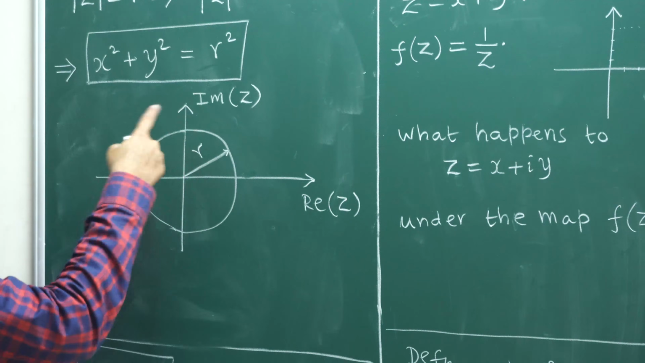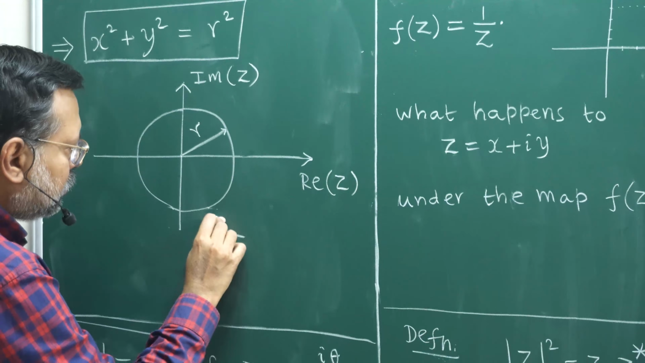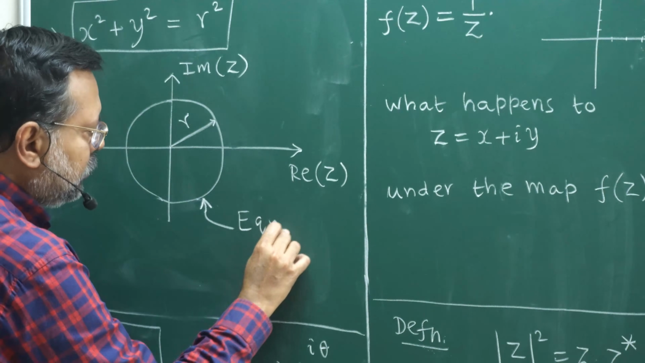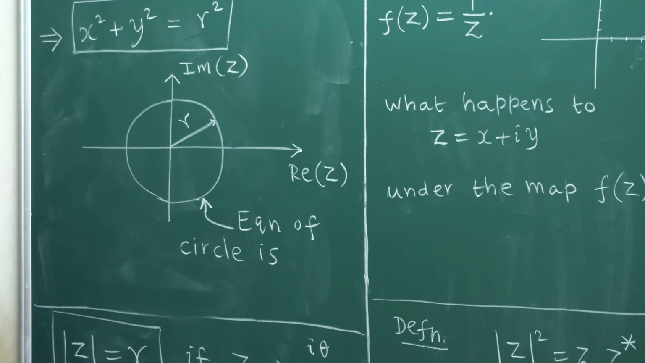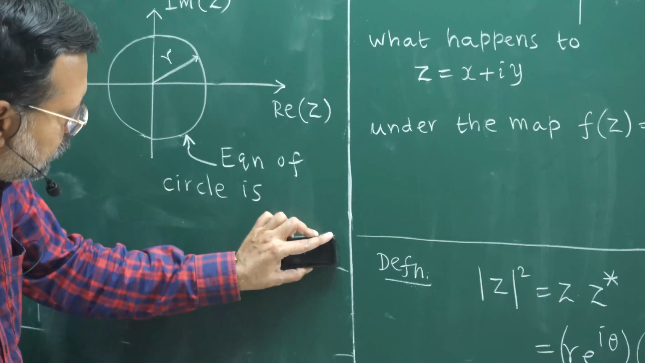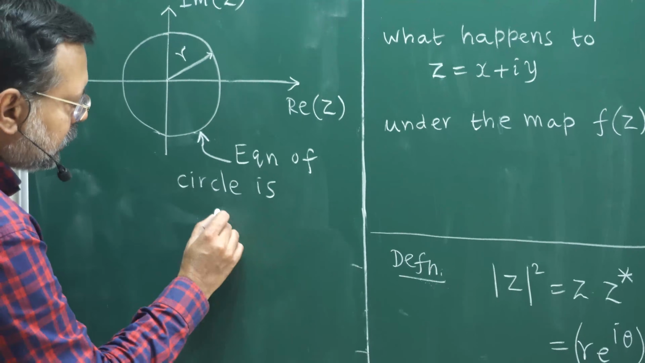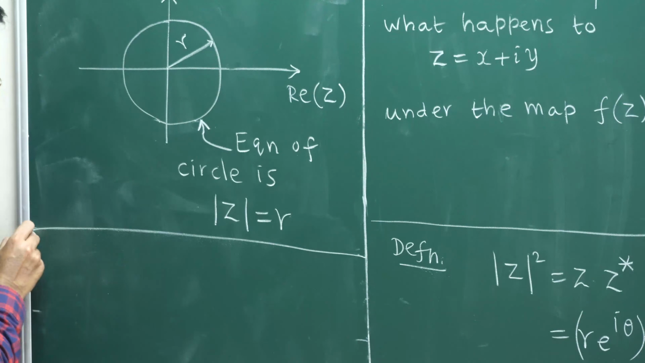So this equation of the circle, we plot like that. You can write down the equation of the circle, rather than saying x square plus y square equal to r square, you say that mod z equals r, isn't it? So what is the equation of the circle? Finally our conclusion is that we don't want to write x square plus y square equal to r square, but rather we are interested in writing mod z equal to r. And that is the important conclusion.